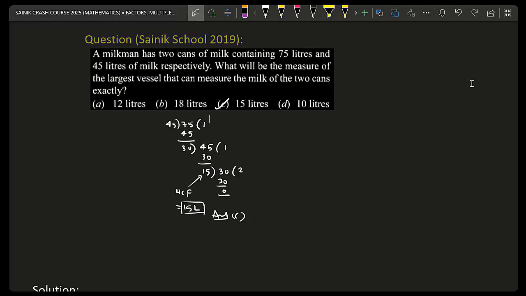Suppose your father gave you 75 rupees to purchase anything. You want to divide it into groups of 25 rupees. So how many groups are you going to get? 75 divided by 25. So what is the answer for 75 divided by 25?